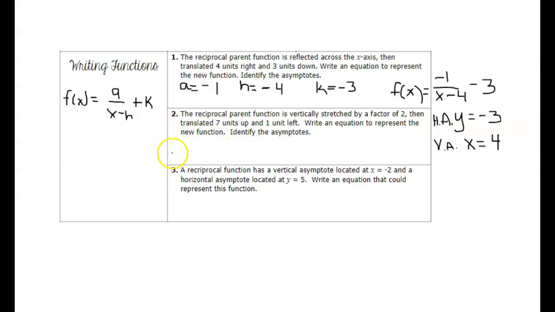All right, I want you to take a second, look at the transformations, figure out what your a, h, and k is, and write those transformations. Go ahead and pause the video.